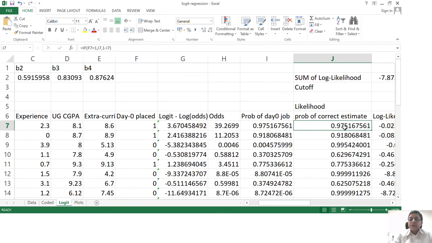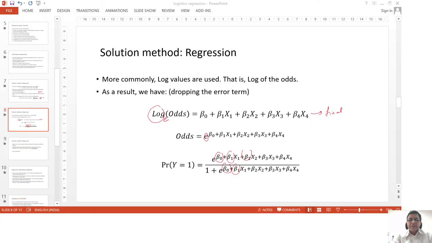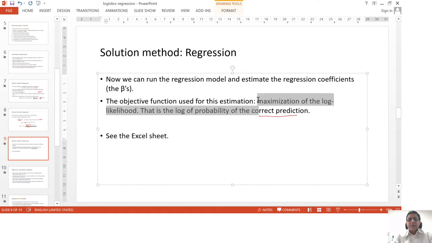Okay, this is what I said. This probability tells me the probability of y is equal to 1. This 0.9751 is the probability that y is equal to 1. This probability 0.9751 is the probability that the model predictions are correct. Okay, model is predicting correctly. Now let us take a log of that and sum of the log, which is the summation of the log, and then we will use this as our objective function. Where did we say this? We said that here. We said that objective is to maximize the log likelihood.